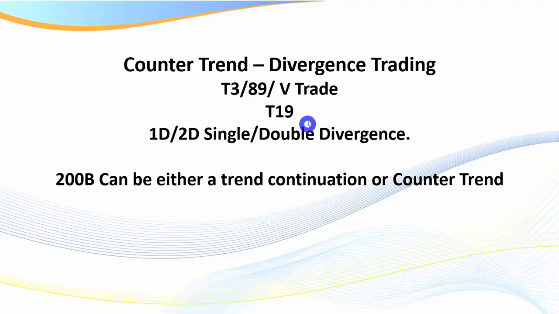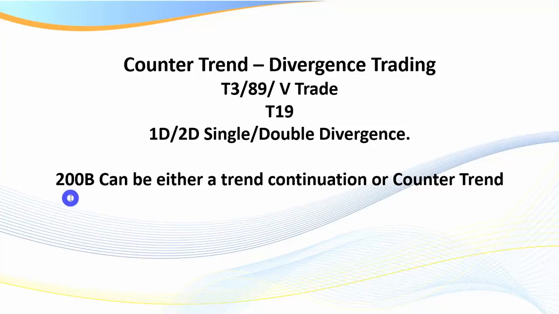Now your T19 is your classic divergence. You want to really learn that, and your 1D, your 2D is just a great way of cementing, and it really dramatically improves the probability of your divergence trade coming off.